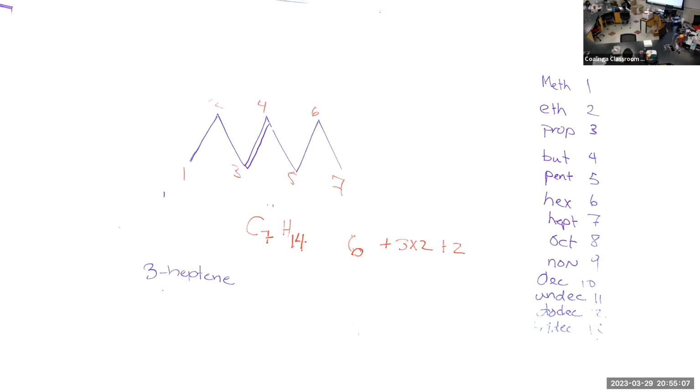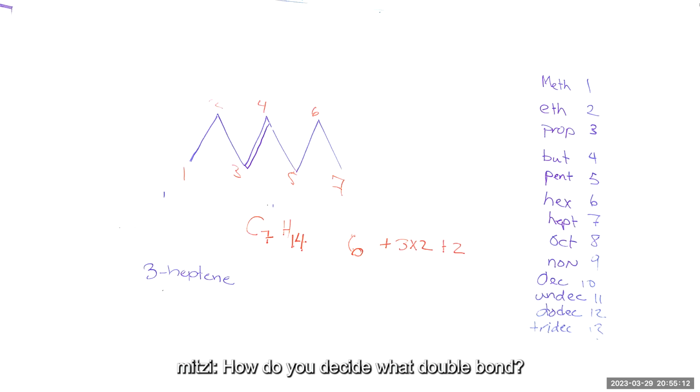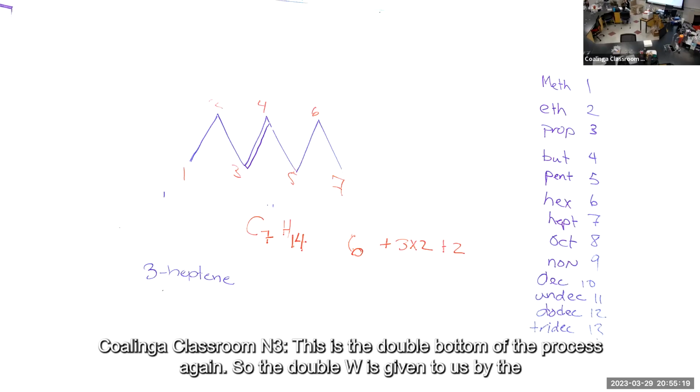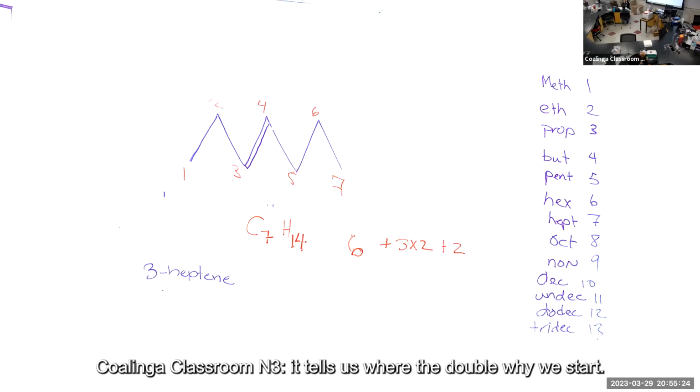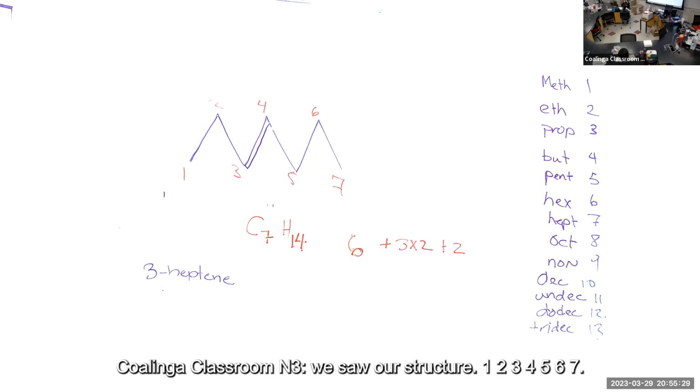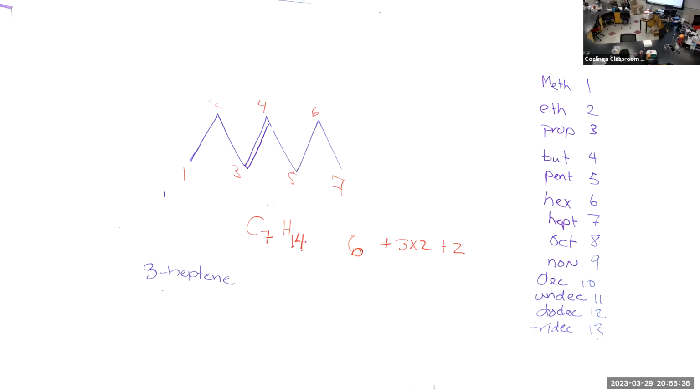Wait, Dr. Henry, how do you decide where the double bond goes? I'll go through the process again. The double bond is given to us by the number. It tells us where the double bond starts. So we draw our structure: 1, 2, 3, 4, 5, 6, 7. We have our 7, and we put the double bond between the 3 and the 4.